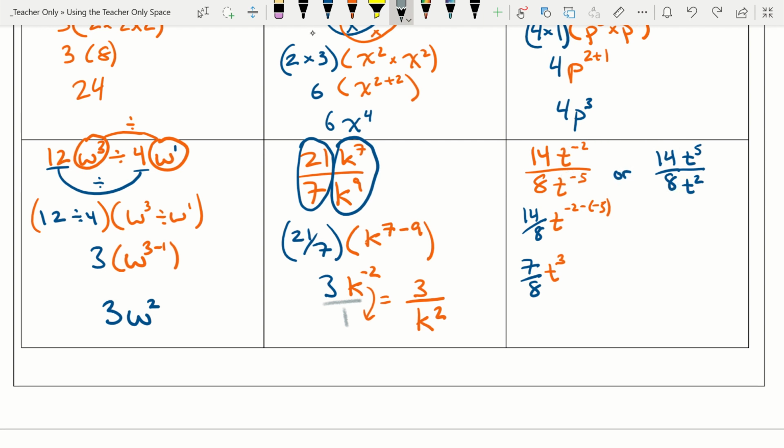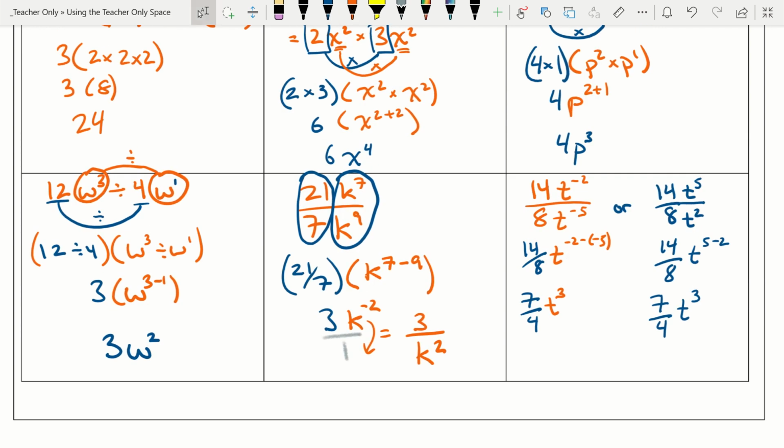And now if this part doesn't make sense, don't worry about that and just do it the way we did on the left. But this way might be more comfortable for some, so 14 over 8. And then we have t to the 5 minus 2. And we end up with 7 over 4. Oh, this is 7 over 4, my bad. 7 over 4, t cubed. And so that is all we're going to do for this lesson today.